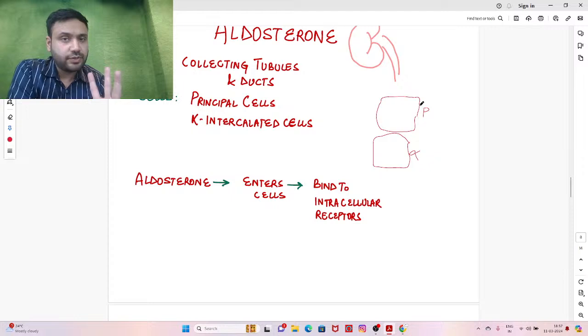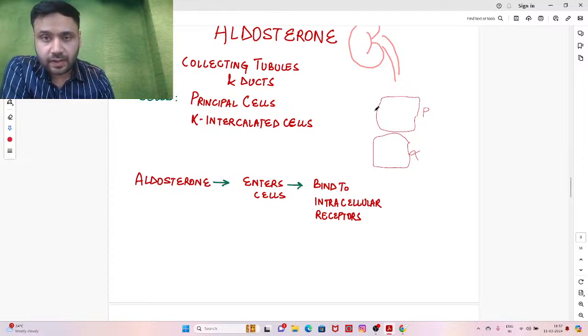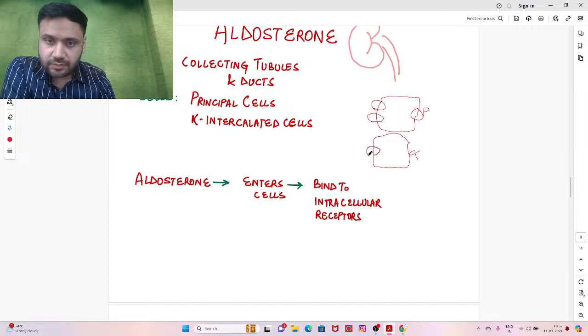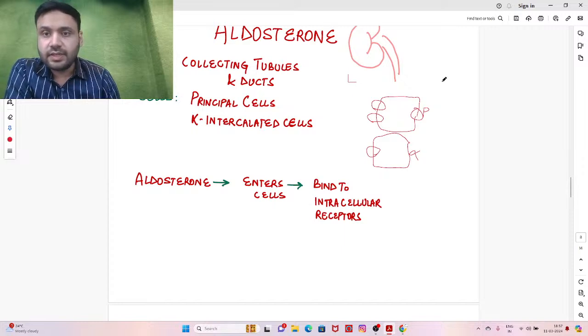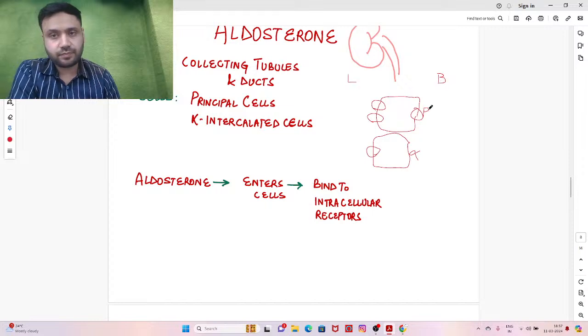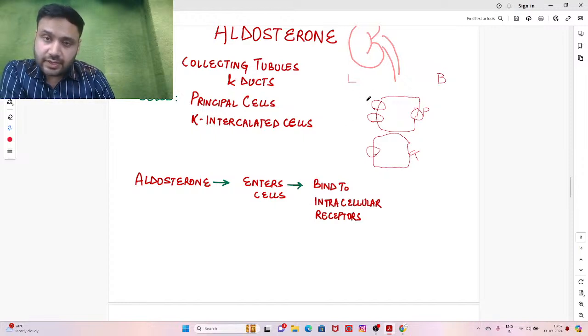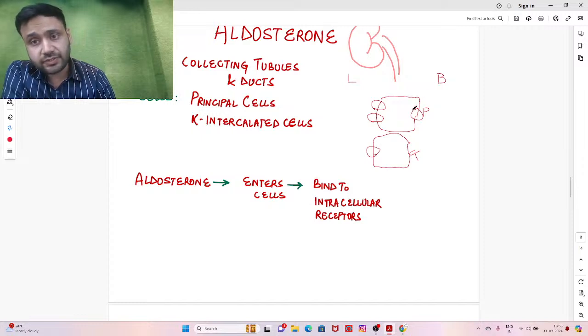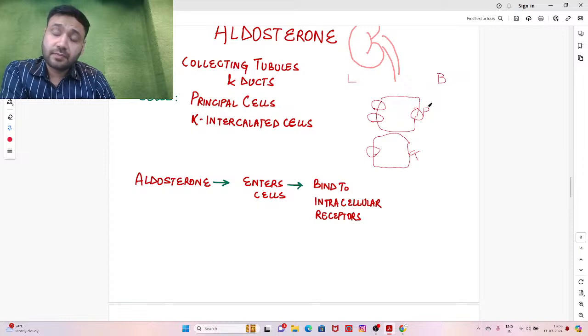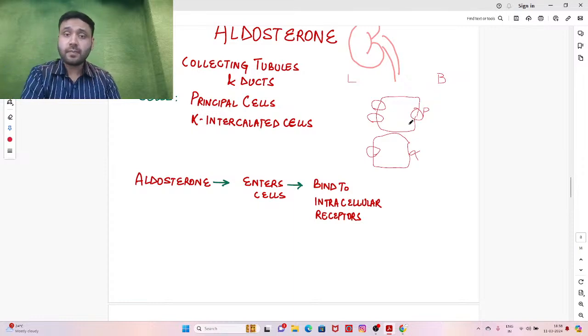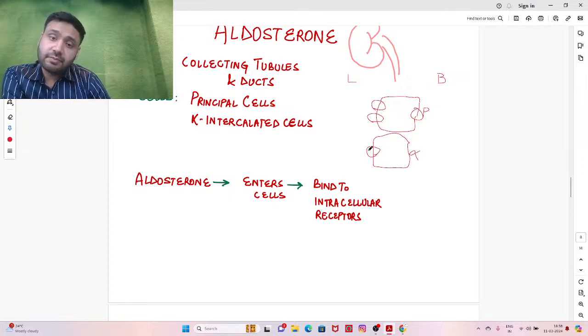The principal cell has three important channels. These three important channels are labeled here. The first one is here, the second one is here, and the third one is here. In the alpha intercalated cell, there is one important channel. Now, this is the luminal side of the renal tubular cell, and this is the blood side of the renal tubular cell. So, the luminal side has two channels on principal cells, and the blood side has one important channel in the principal cells. And the alpha intercalated cells have one important channel on the luminal side.